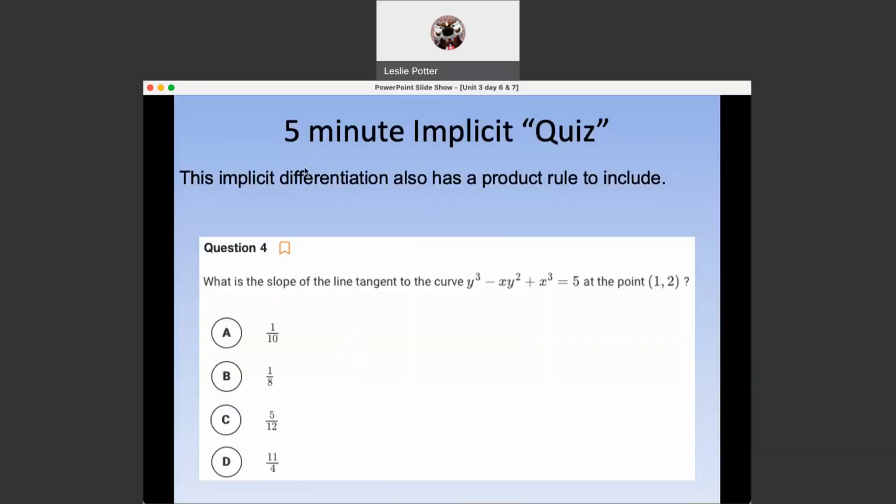Okay, so before we start the notes for day 7, why don't you take a minute and pause the video and try this multiple choice question. What is it asking you here? It says, what is the slope of the tangent to the curve y cubed minus xy squared plus x cubed equals 5 at point (1, 2)?